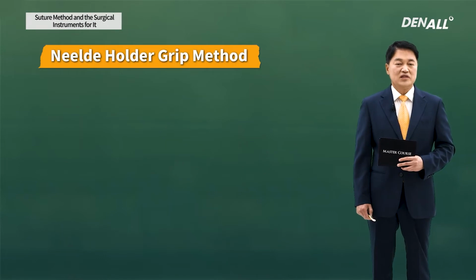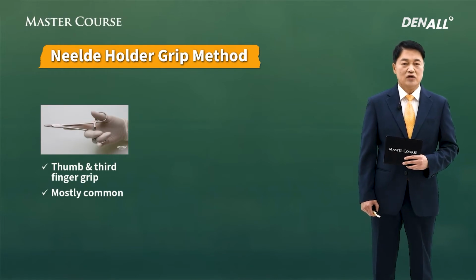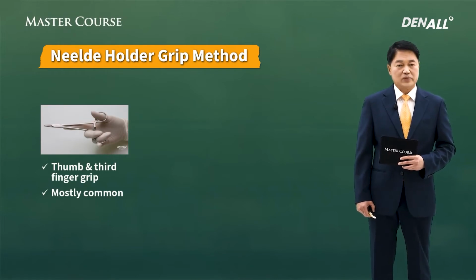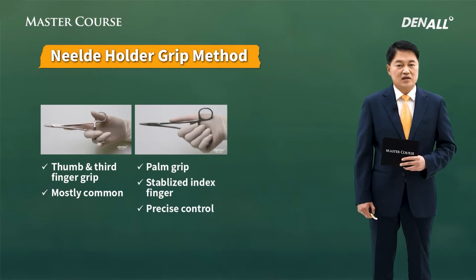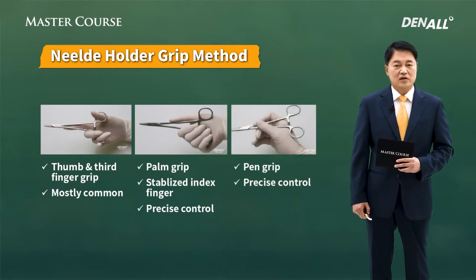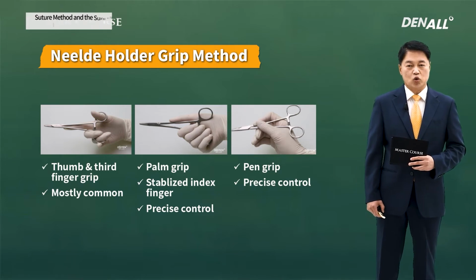And also the grip method, the most commonly used is thumb and third finger grip, as I said. And when you adjust the needle holder grip, you often use this grip. Also, you have palm grip and pen grip, and these are all for precise control. So once you get a lot of experience of suture, then this type of grip can be used for more precise control.